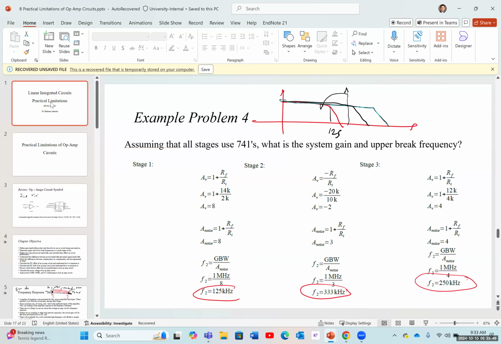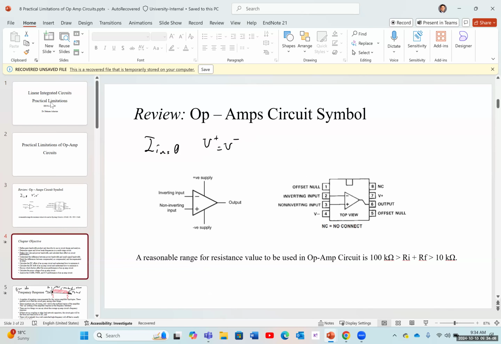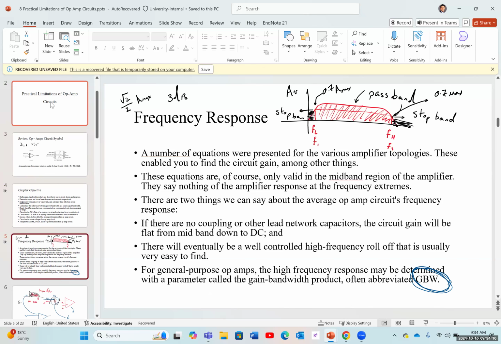In the previous class, we started with the practical limitations of op amps, and one limitation that is very important is their frequency response. Op amps have limited frequency responses, and a desired op amp should have a maximum frequency response. So it's always desirable to increase the frequency response of an op amp.